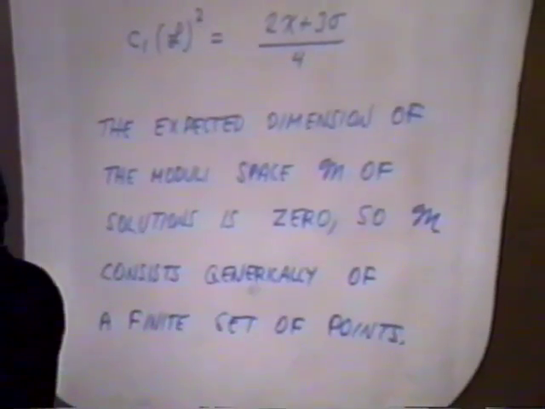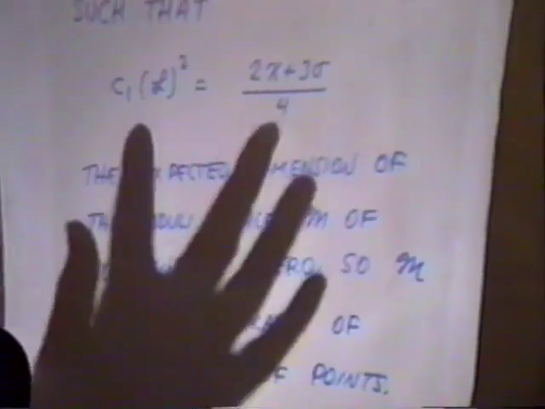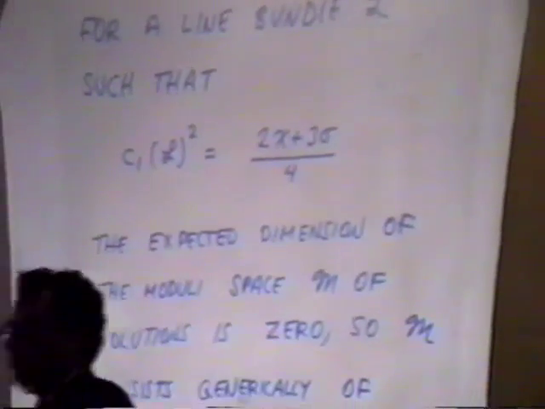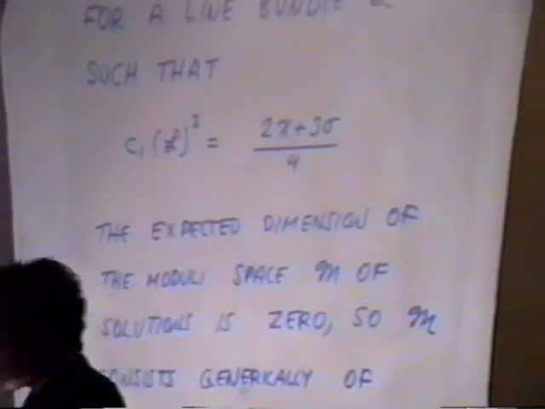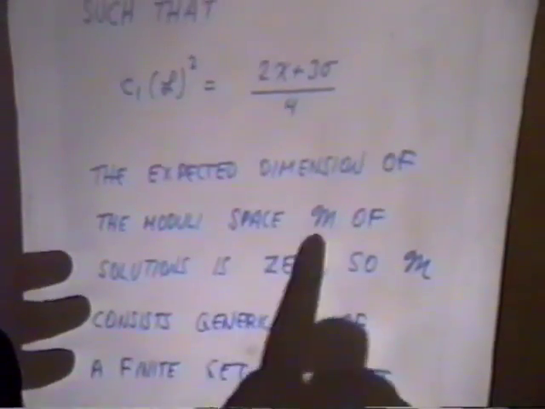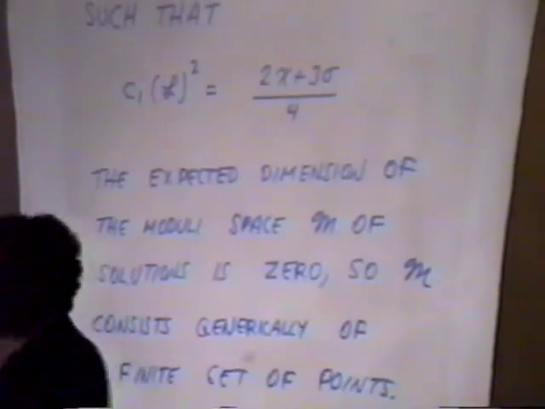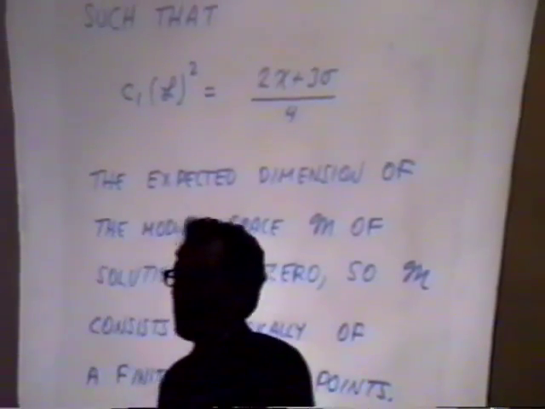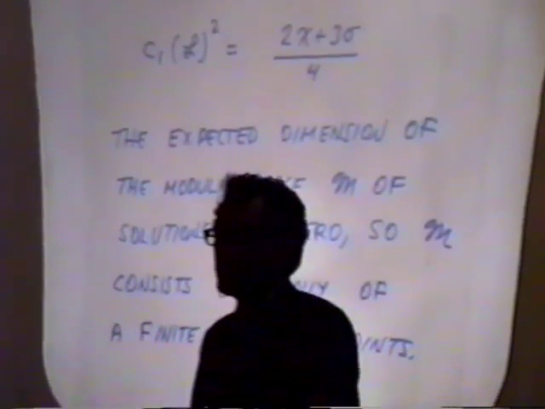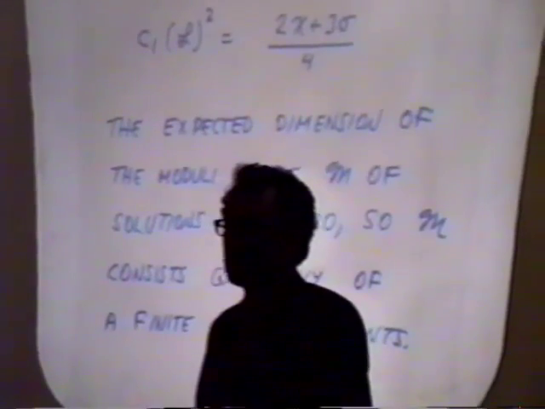But for simplicity, if we consider a line bundle L that actually saturates our first inequality, that means that the expected dimension of the moduli space of solutions is 0. So generically, the moduli space of solutions of these equations consists of a finite set of points.